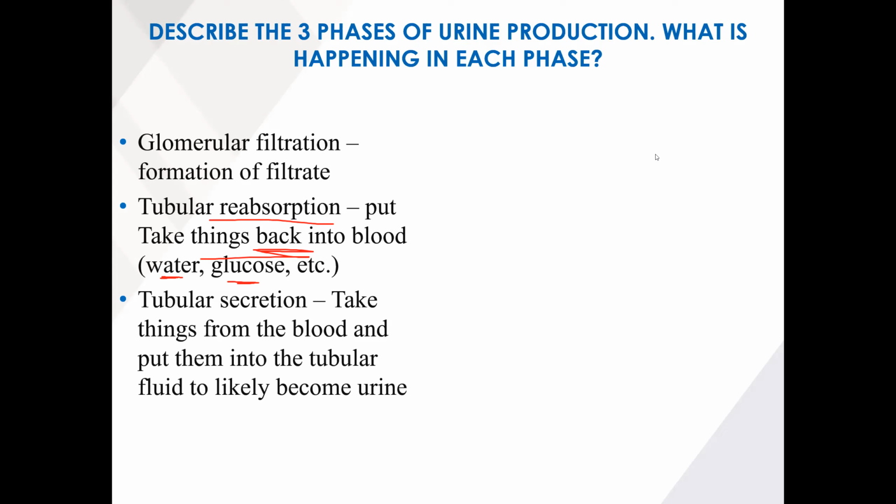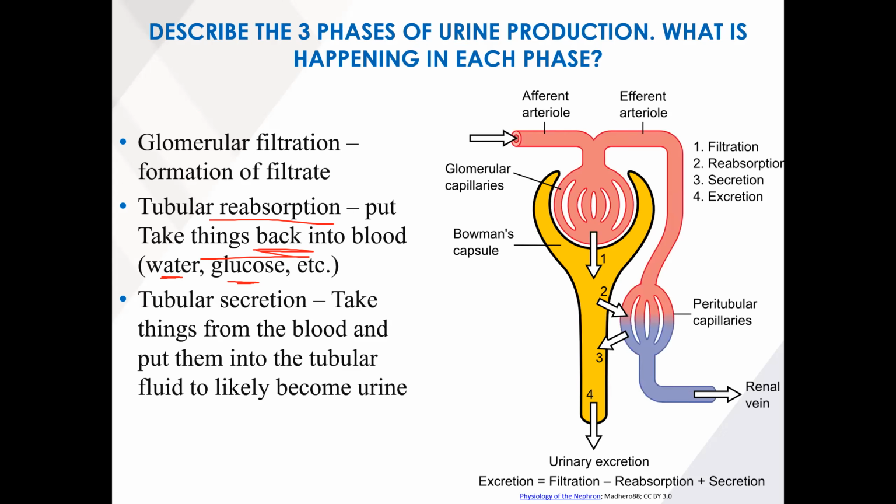And so, big picture, what this means is if you are filtered, if you are a molecule of glucose and you are filtered, you could appear in the urine unless you get reabsorbed. So, if you are filtered and reabsorbed, you get to stay in the blood. If you are filtered or secreted and do not get reabsorbed, you will be in the urine. You will get excreted.